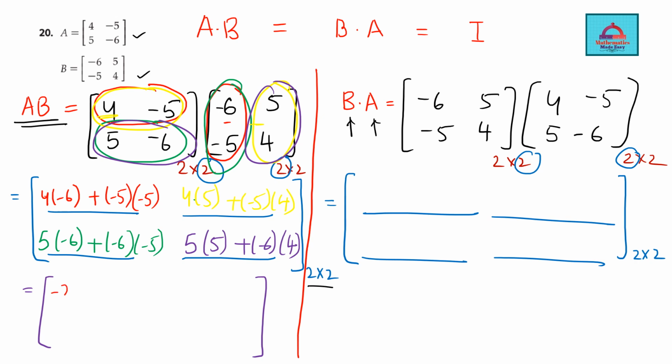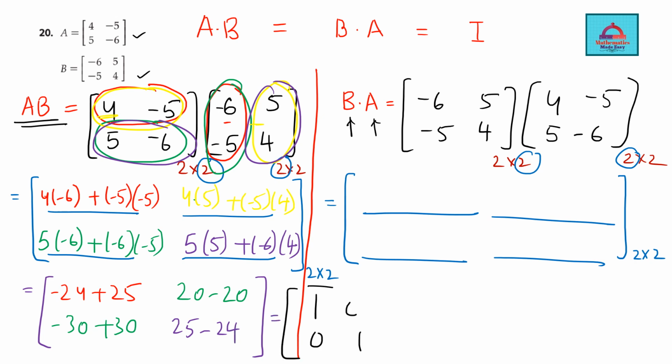So this is minus 24 plus 25. This is opposite, so 0, right? 5 with this is minus 30 and this is plus 30, opposite 0. Similarly here, opposite 0, 20 minus 20. And last but not the least, we have 25 minus 24. So it's so easy to identify that you are getting identity. That's what you wanted. You wanted the multiplication of A by B to be equal to identity.